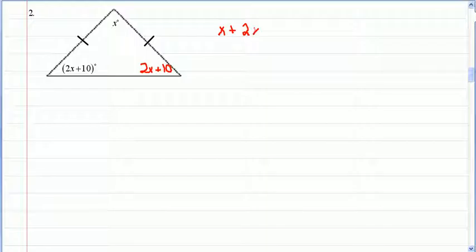To set this up, I always start by finding x first, and I take all three angles: x plus 2x plus 10 plus 2x plus 10, and set the equation equal to 180. Whenever you're finding x and the expressions represent angles, you always set it equal to 180 degrees.